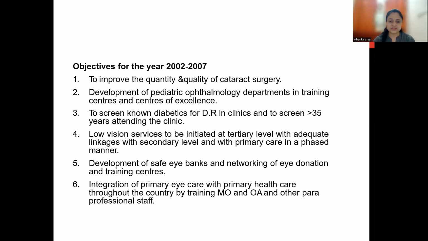Fourth is the low vision services to be initiated at the tertiary level with adequate linkage with the secondary level and with primary care in a phased manner. Fifth, development of safe eye banks and the networking of the eye donations and the training centers. Sixth is the integration of primary eye care with primary health care throughout the country by training medical officers, ophthalmic assistants and other paramedical staff.